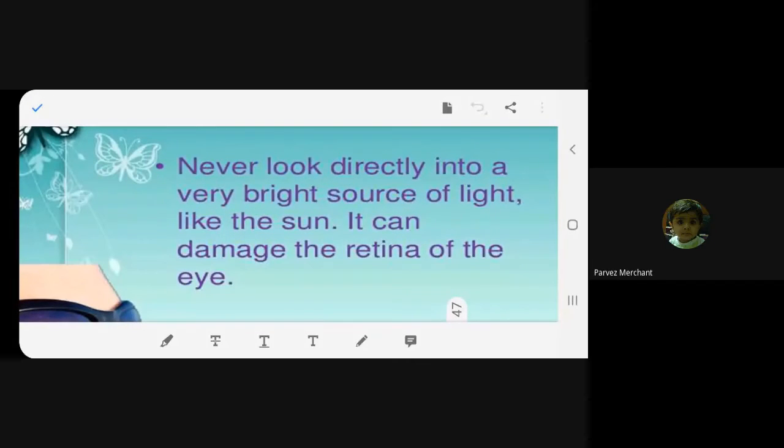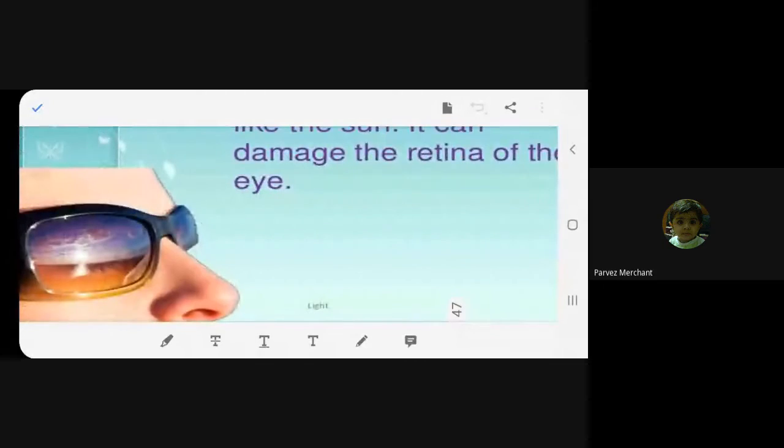Never look directly into a very bright source of light like the sun. It can damage the retina of the eye. You're not supposed to look directly into the sunlight because it can burn your retina. It can damage your retina. So what should you wear? Goggles. What should you wear, beta? Sunglasses. Do you understand? Good. Sunglasses, so it will not harm your eyes. It will not harm your lens rather.